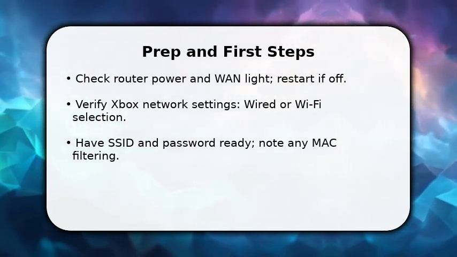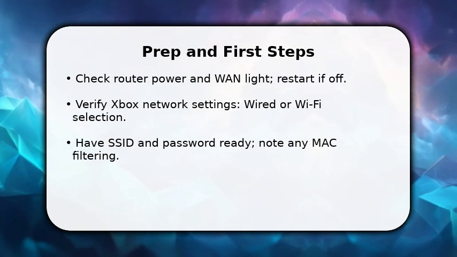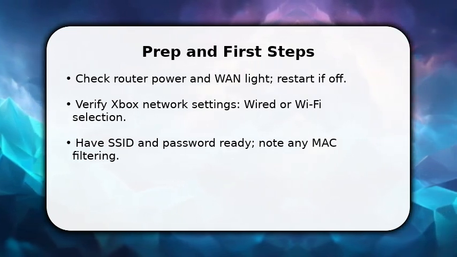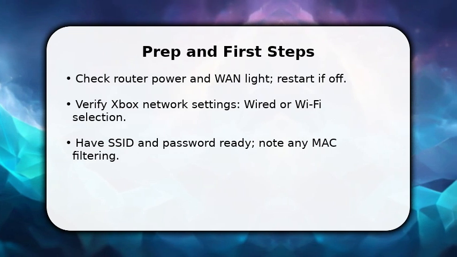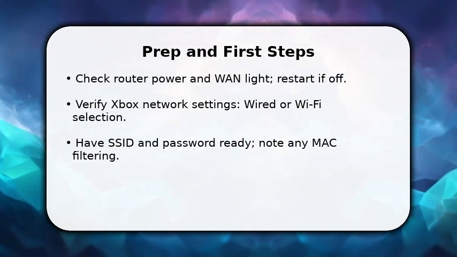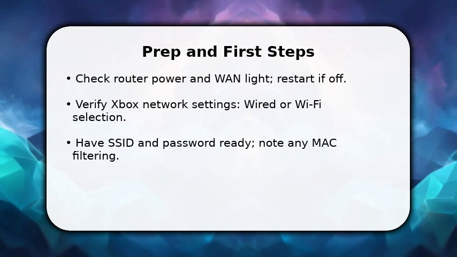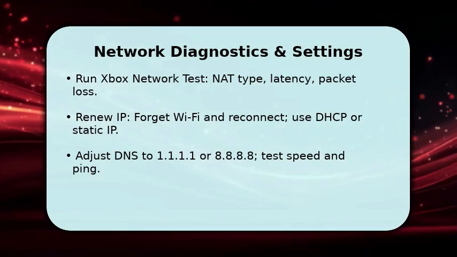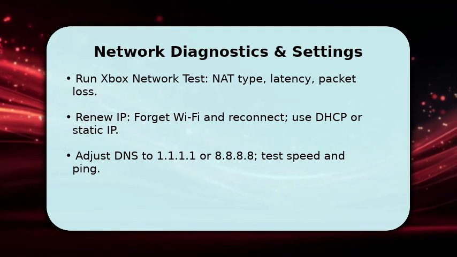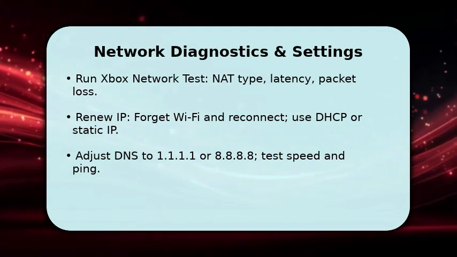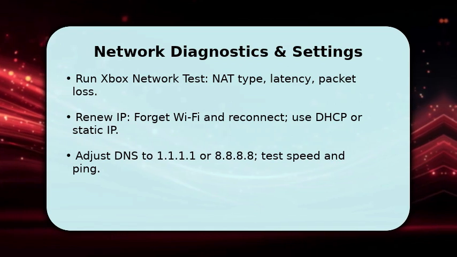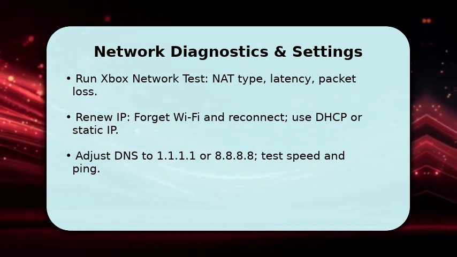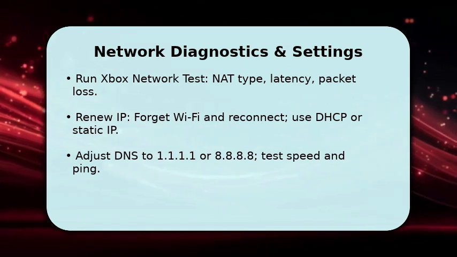carefully. While doing this, check the router for MAC filtering or parental controls that could block the console. Remove restrictions, or add the Xbox MAC address so it can connect. Once connected or after the first try, run the Xbox network test from settings to see NAT type, latency, and packet loss. If the test fails, forget the Wi-Fi profile and reconnect to force a DHCP lease renewal.